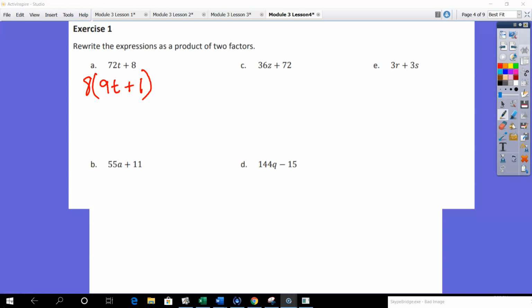Okay, so on B, your common factor there is 11. 11 times 5a is what gives me 55a, plus 11 times 1 is what gives me 11. Okay, on C, our common factor here was 36. So 36 times z gives me 36z, and 36 times 2 gives me 72.